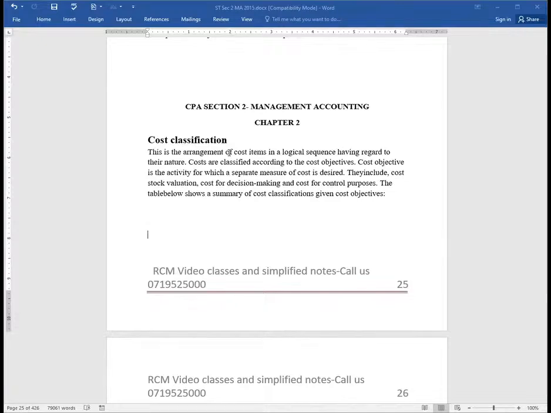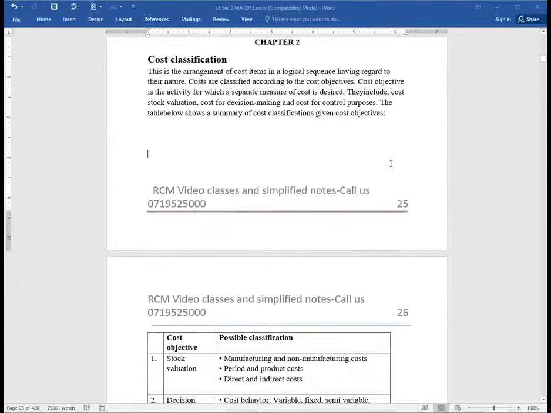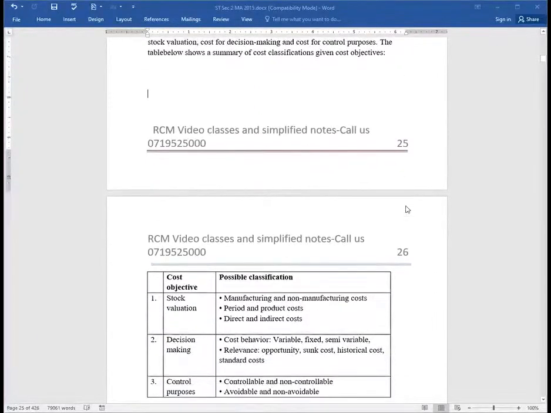Ladies and gentlemen, I would want to reiterate something here. A cost objective, a cost goal, is that activity which you would want to evaluate its cost as a standalone activity. So we shall be able, ladies and gentlemen, to see further to this as we progress. So look at this. Cost objective, like the first goal will be to carry out a stock valuation. We have decision-making and control purposes.